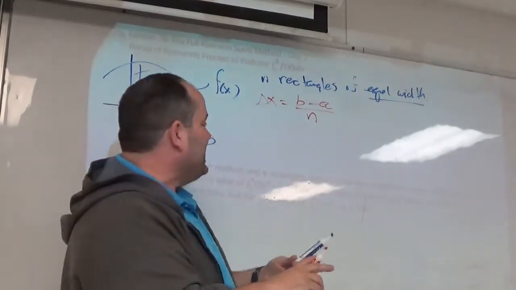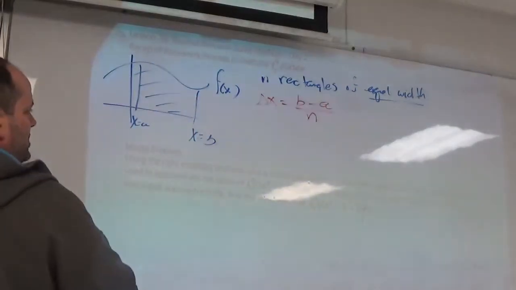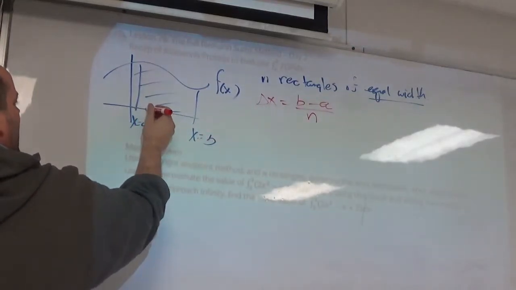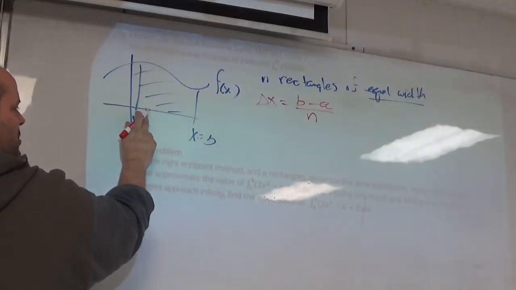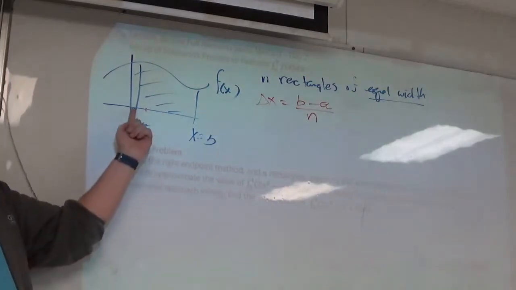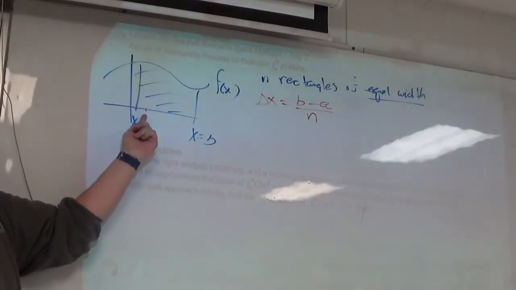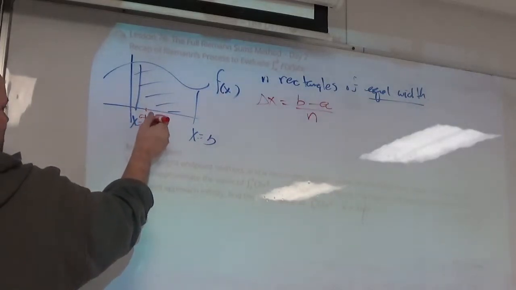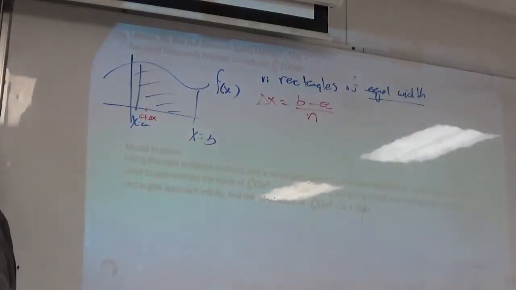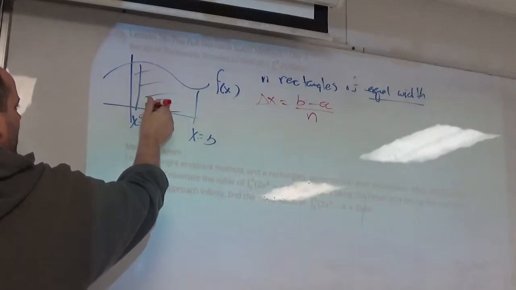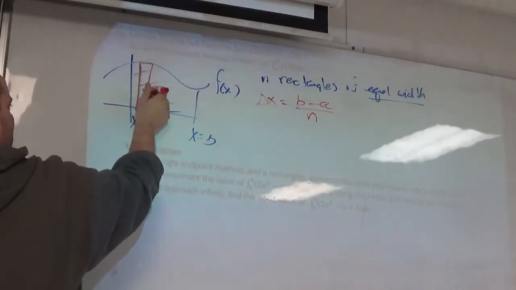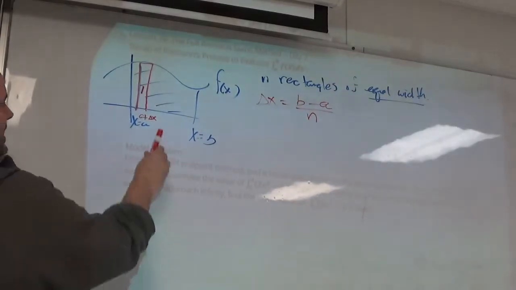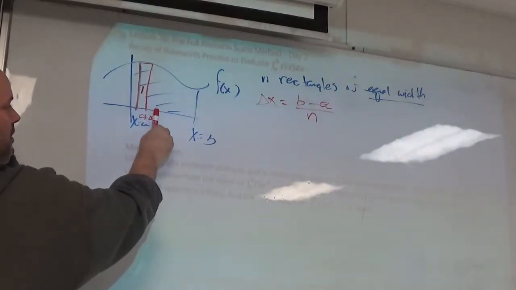Now that we've got that, we're going to do the chopping. We're going to do the partitioning. So we start at x equals a, and I move over a little bit. How far do I move over? How far I move over is the delta x. It's the width. So this point right here is a plus delta x. And I go up, over and down. There's rectangle number 1.